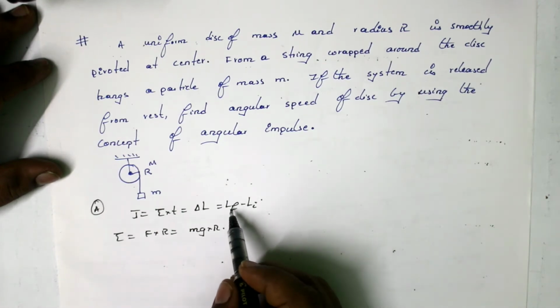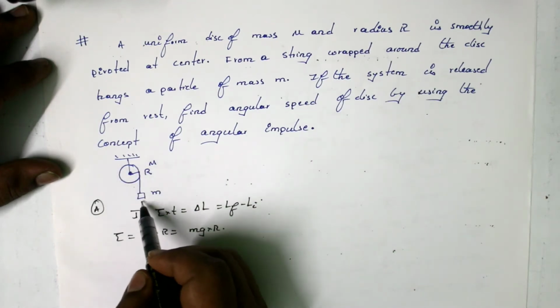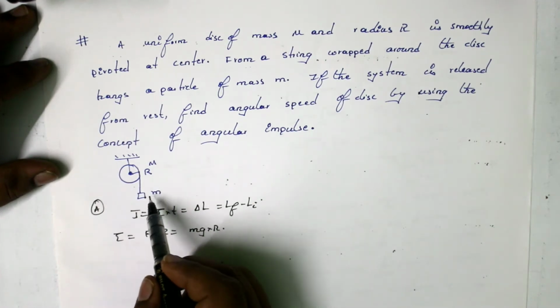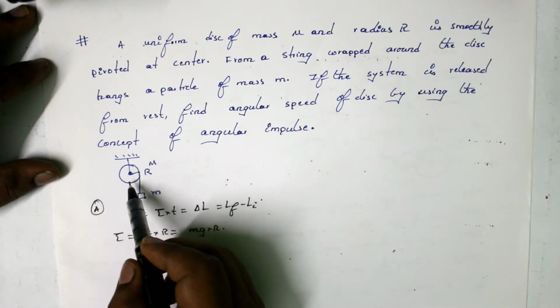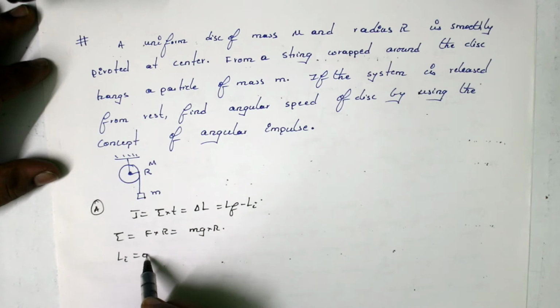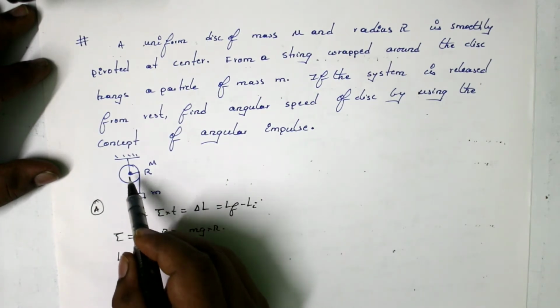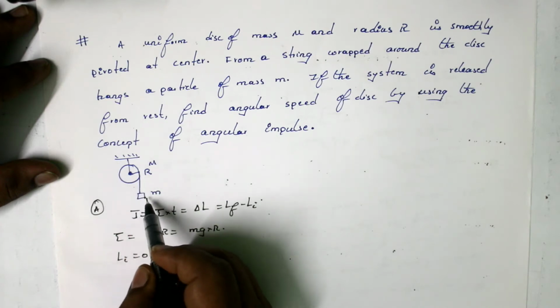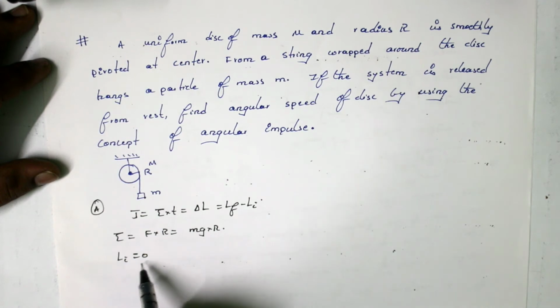Now if I study the initial angular momentum, in this system two bodies have angular momentum. One is the particle of mass m, and the disk is also having some angular momentum. But the initial angular momentum we can say is 0, because when the particle is about to be released, the angular velocity of the disk is 0 and the linear velocity of the mass is also 0. So the total initial angular momentum is 0.